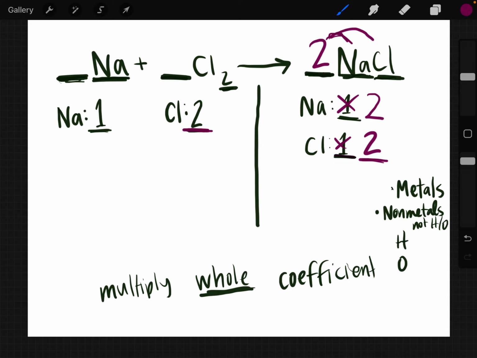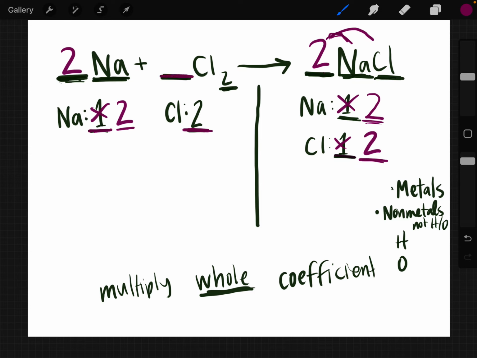Now I need to ping pong back and make sure that my sodium is still happy. On the left-hand side, I have 1 sodium, but on the right-hand side, I have 2 sodiums. That is not balanced. So I'm going to find the side that has less sodium, and I'm going to multiply by a number that makes it equal to the other side's number. So in this case, I would want to multiply this sodium by 2 so that that sodium became 2, so that then they would be even. Okay, so now my sodiums are both happy. They both have 2. My chlorines are happy because they both have 2. And this is a balanced equation.